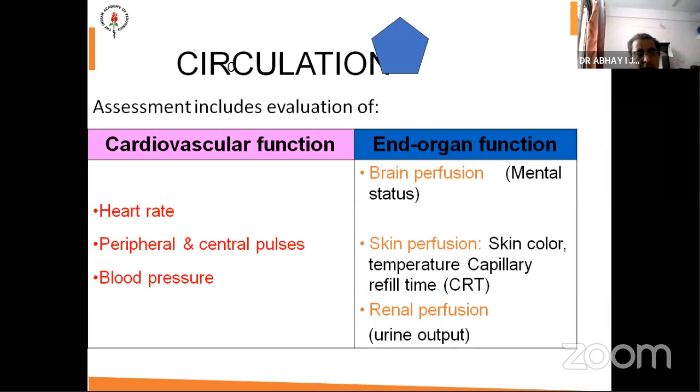Coming to circulation, assessment includes evaluation of cardiovascular function, and it can be done in two ways: either by looking at some parameters which we can calculate directly, or we ultimately look for what is the aim of circulation, which is end organ function.